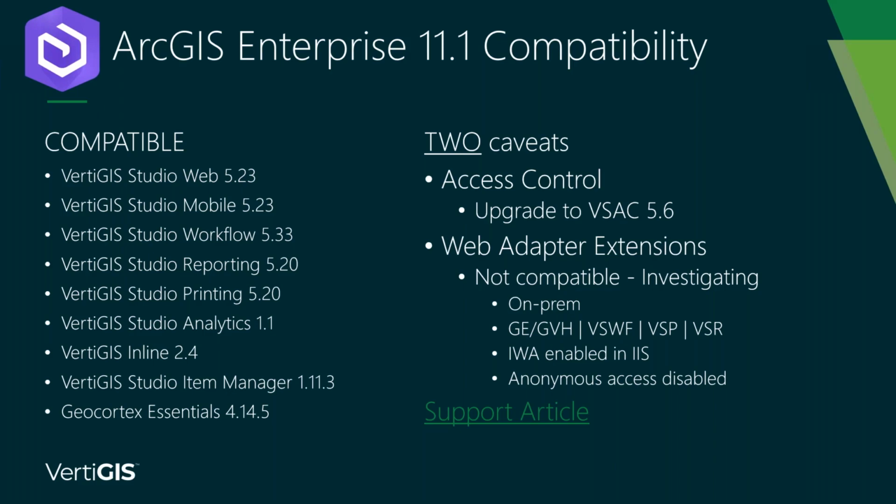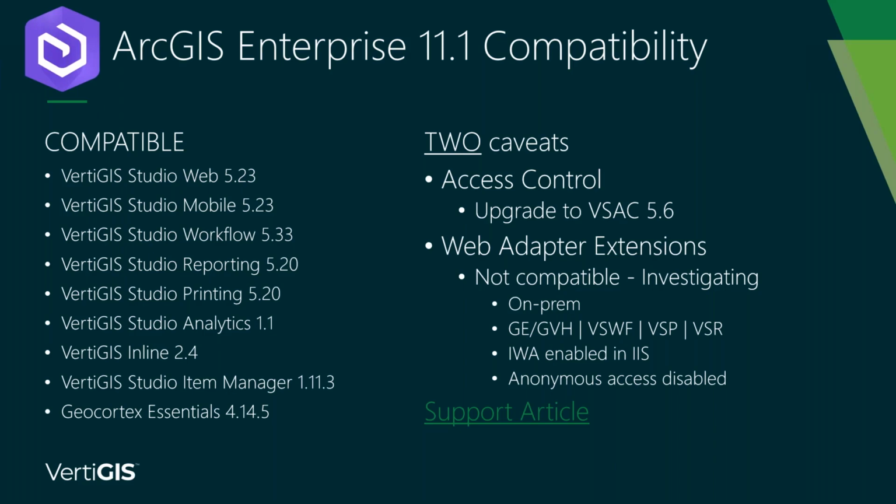The second caveat is to do with something called web adapter extensions. If you don't know what I'm talking about, you're totally safe. If you do know what I'm talking about, it is because you are deployed on-prem with either GeoCortex Essentials, VertiGIS Studio Workflow, VertiGIS Studio Printing, or VertiGIS Studio Reporting. You have integrated Windows authentication enabled in your IIS, and you have anonymous access disabled. It's a very specific security configuration that a few customers do use.